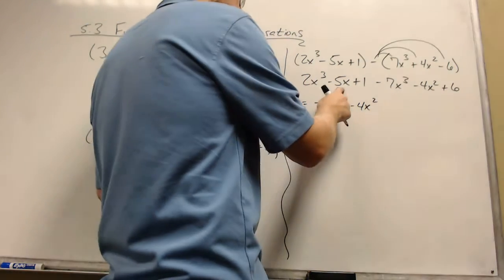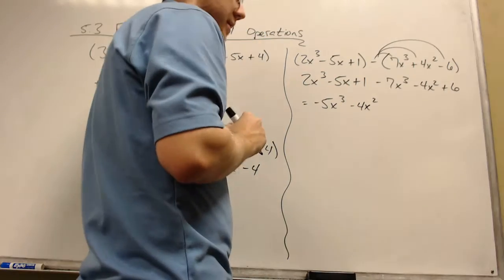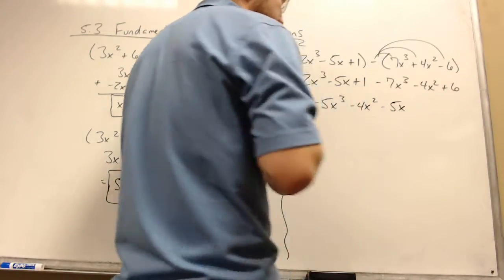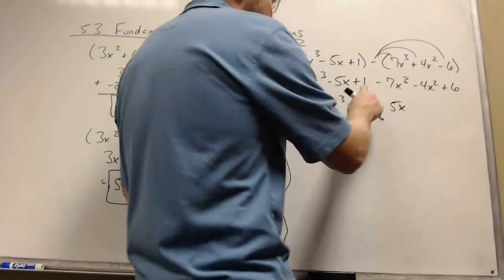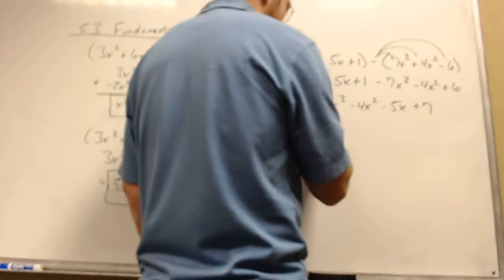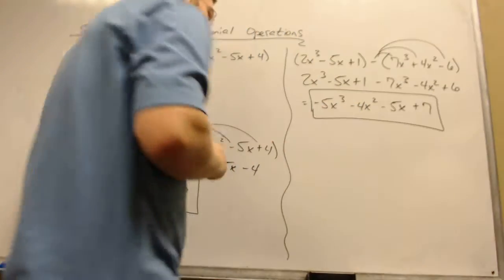Right, same goes for negative 5x. There's no other term in this sequence that it can be grouped up with, so I'll just have a negative 5x. Right, but my two constant terms, these can be grouped together, a positive 1 and a positive 6 should be a positive 7. So we can certainly group those like that.